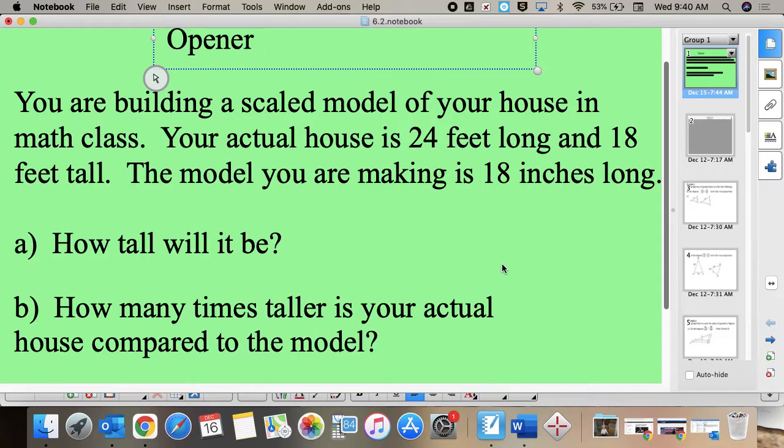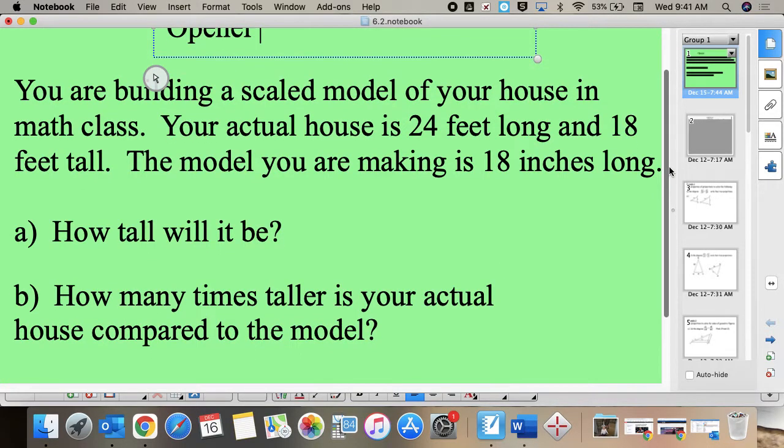So, it says you're building a scaled model of your house in math class. It says your actual house is 24 feet long and 18 feet tall. The model you are making is 18 inches long. First question says, how tall will it be? Now, some people will go through and say that you have two different units. They'll change their units, and by all means, that's perfectly fine.